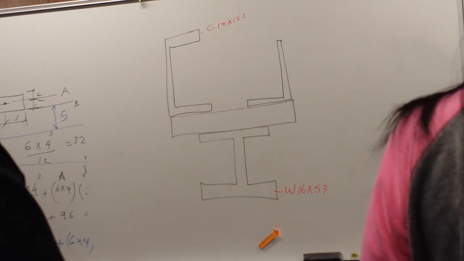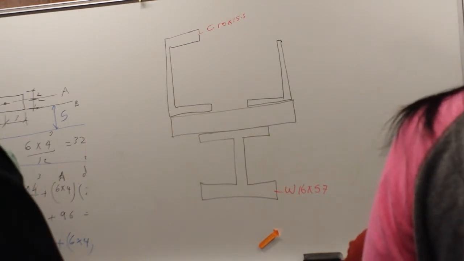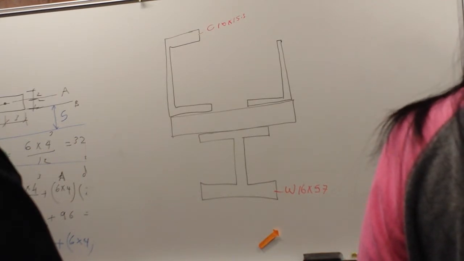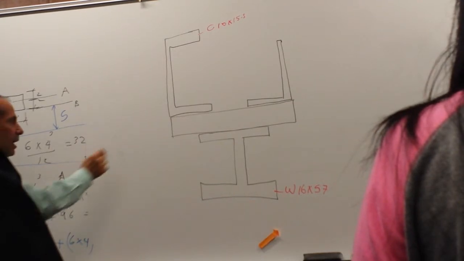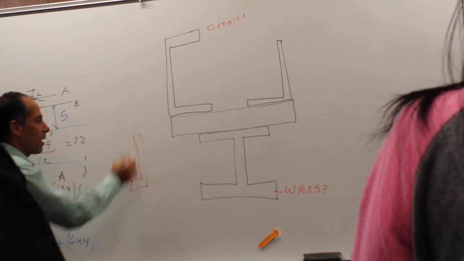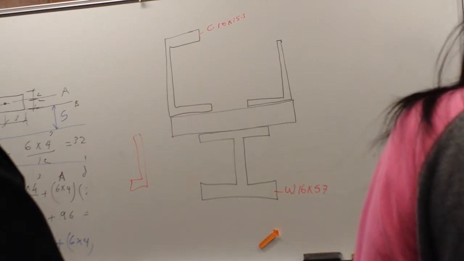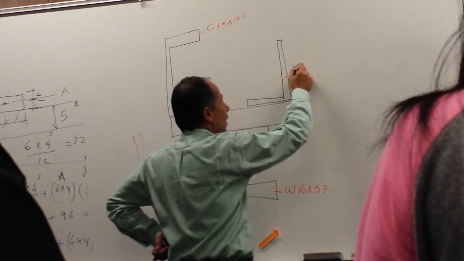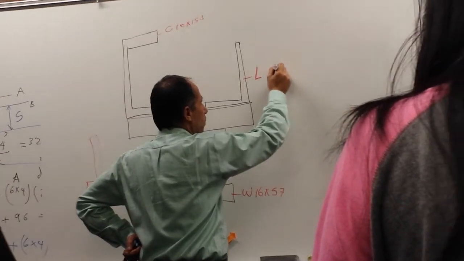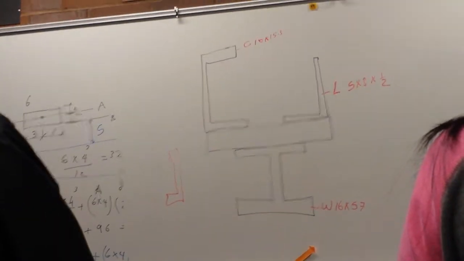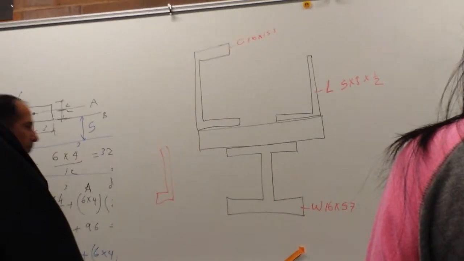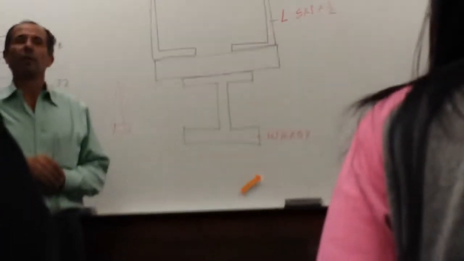The L channel could be the same length on both sides, but most of the L channels in the world are not the same. They have one side bigger than the other. 2L 5 by 3 by 1/2. L 5 by 3 by 1/2. It should put them symmetric. Okay. 5 by 3 by 1/2. We need dimensions on this.